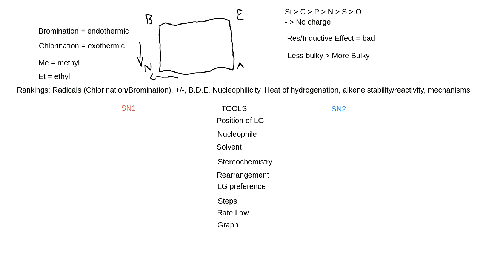So let's go down the list. For SN1, the position of the leaving group is going to be preferred to be 3, 2, 1. Okay. Nucleophile strength is going to be weak. Solvent is going to be polar protic.